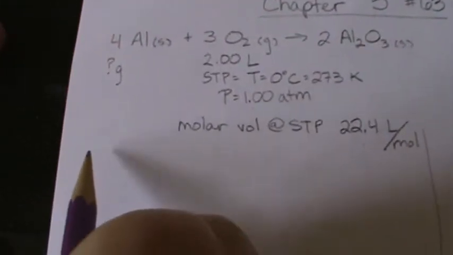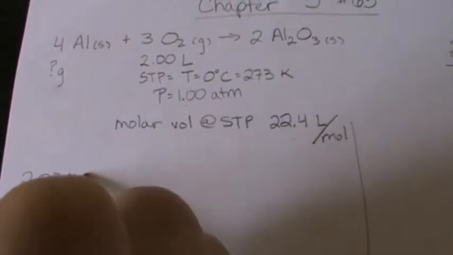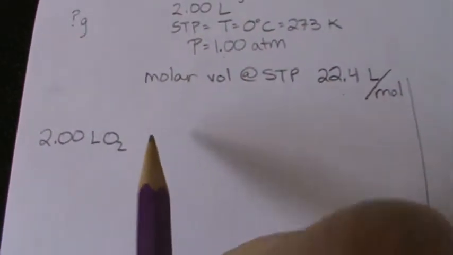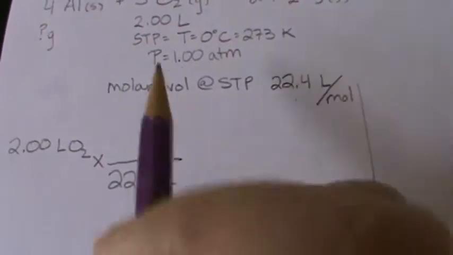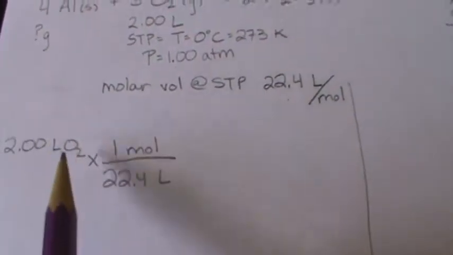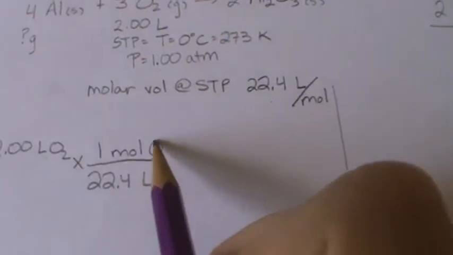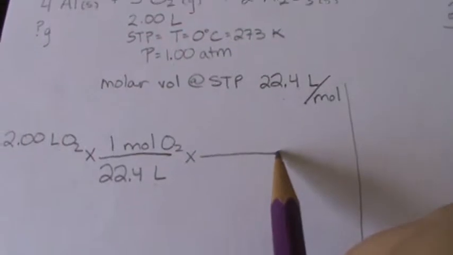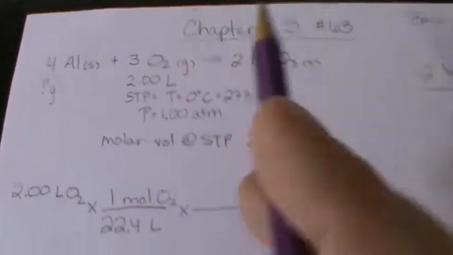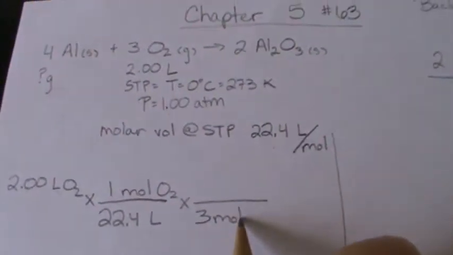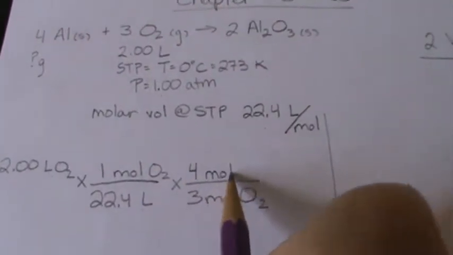And we can say, okay, well, we have 2 liters of oxygen gas times 22.4 liters per mole. So we have liters on the bottom and liters on the top, and they cancel. This is O2. Now what we're going to do is use the mole ratio from above, and that tells us that we have 3 moles of O2 for every 4 moles of aluminum.